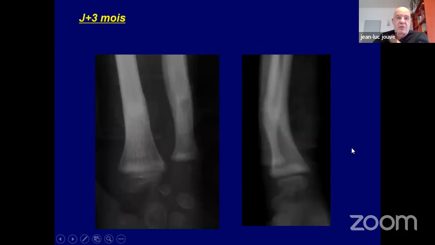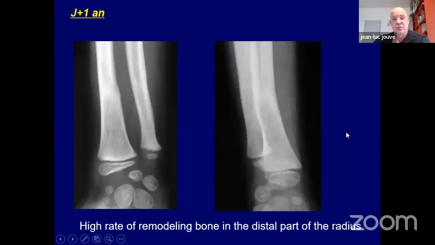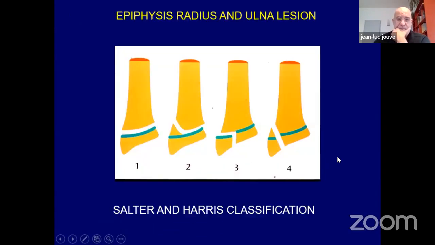And you see the result at 3 months, the remodeling process is beginning, and at the end the result is okay. You see at 1 year follow-up, everything is spontaneously corrected. So there is a high difference between midshaft and metaphysis.